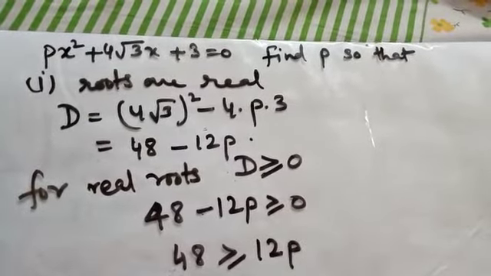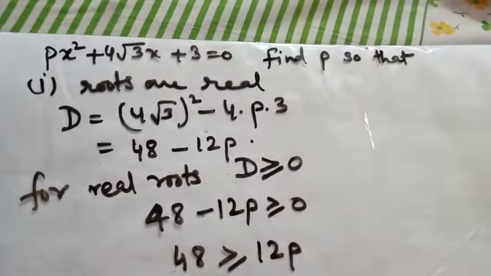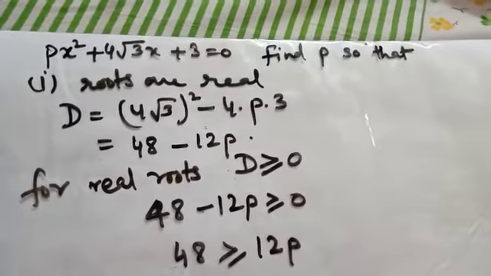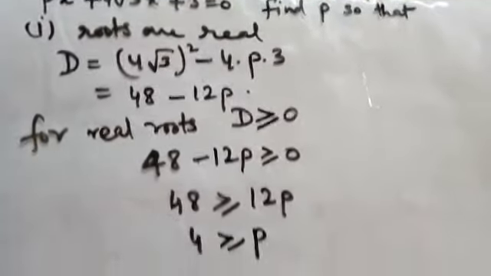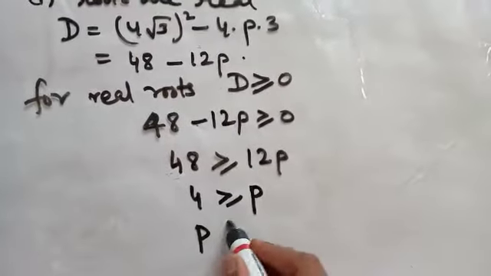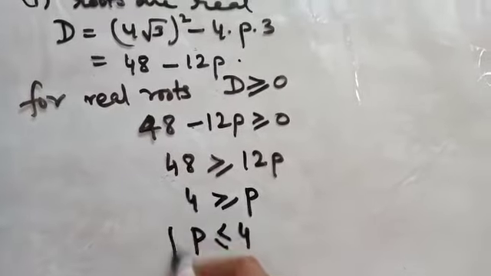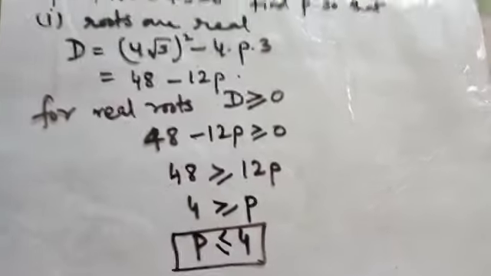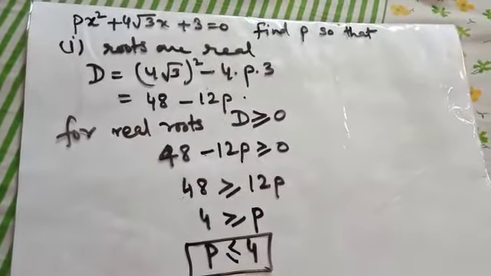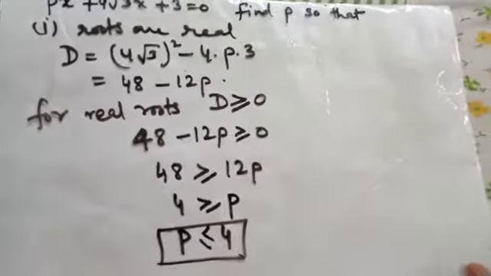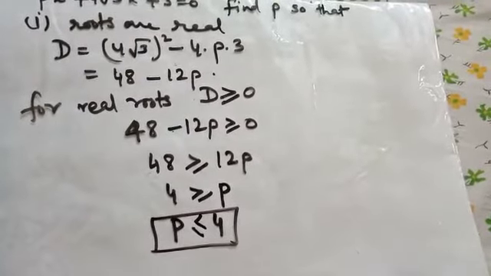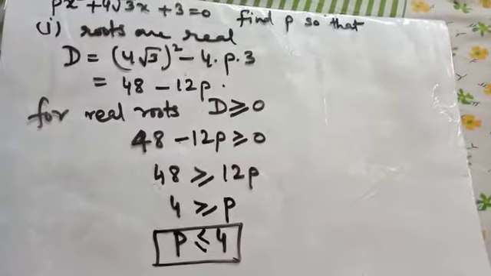Now 4 is greater than, divide this completely by 12, then 12 4s are 48. So p, or you can read this the other way, p is less than or equal to 4. So the value of p should be less than or equal to 4 so that the roots of the given equation are real. Now what if they are asking the roots are not equal? When will the roots be not equal?